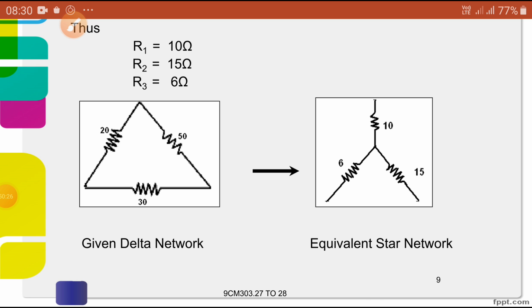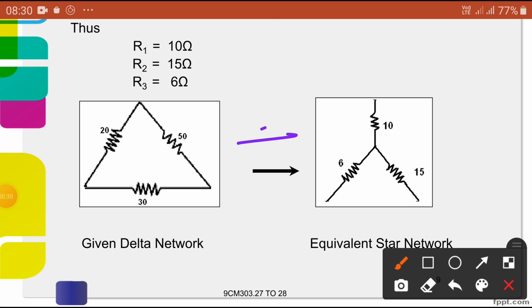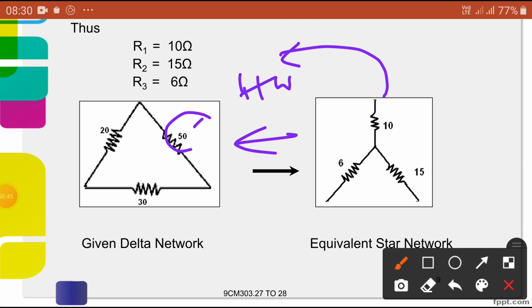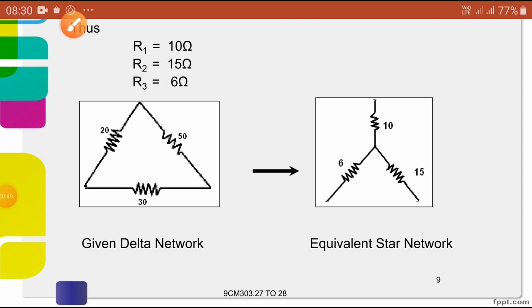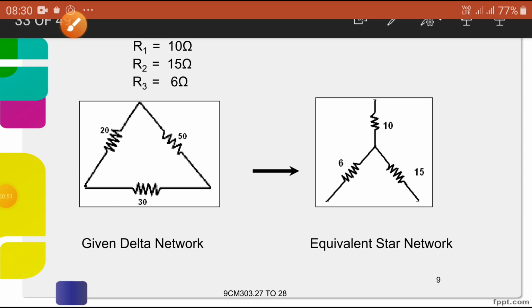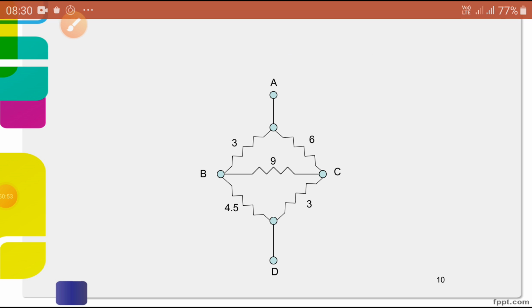Whether it is possible to convert this star to delta once again and get the same values? Yes, obviously we will get it. You do the homework: convert the given star to delta, and we are going to get these values. Now you do the remaining problem.